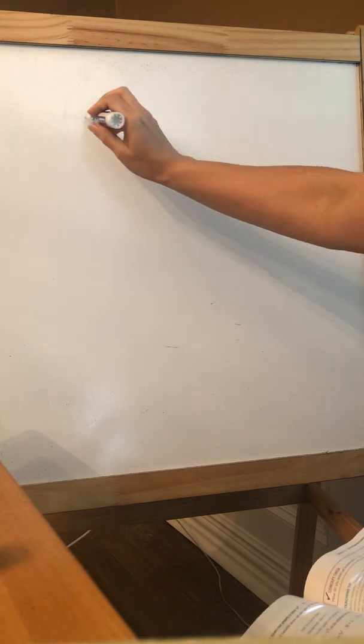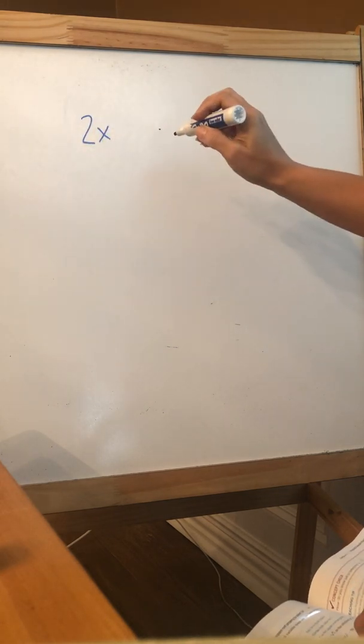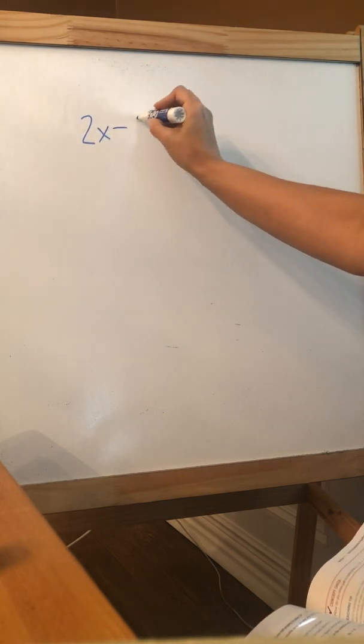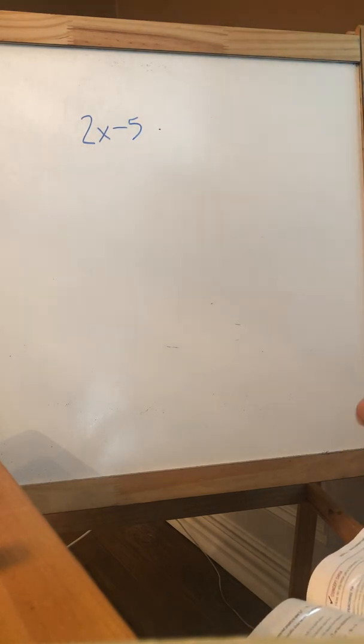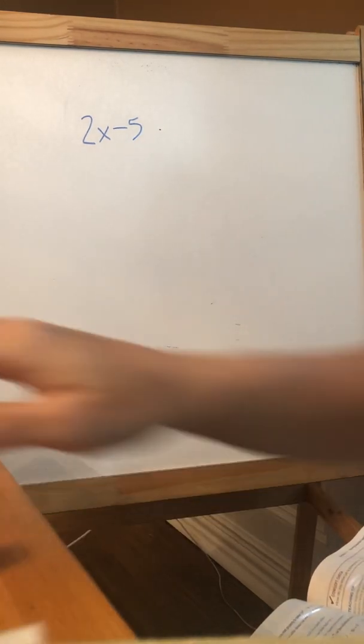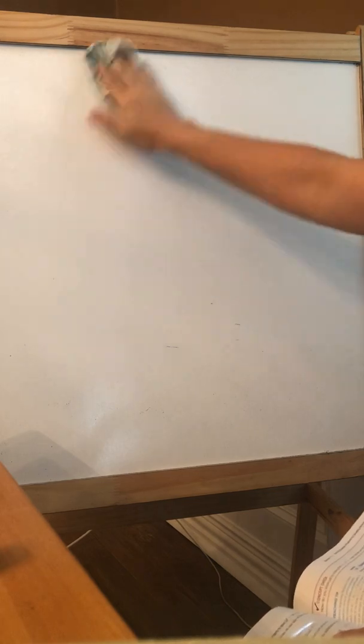Moving on, number 4. Okay, let's do this one. 2x minus 5. Oh, actually, we're not going to do this one because we didn't do imaginary numbers in the last couple chapters. We skipped it and moved on to save time. Okay, so not doing 4.